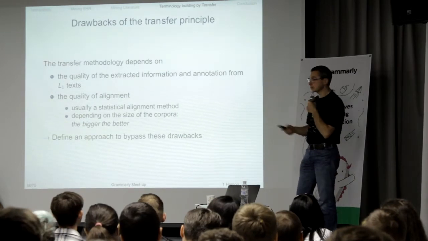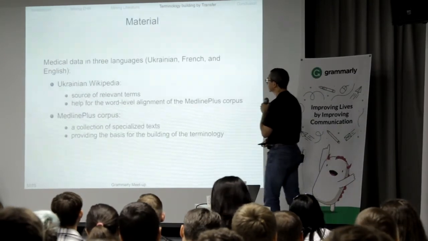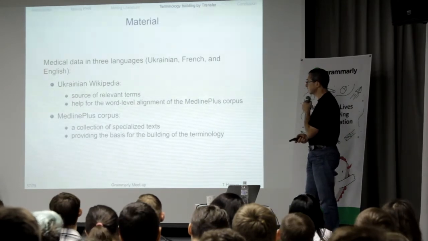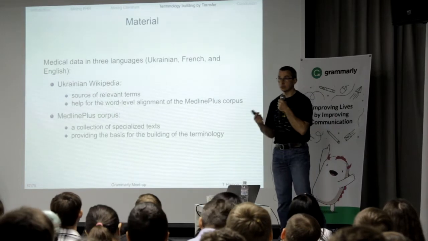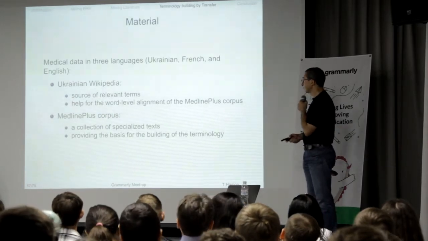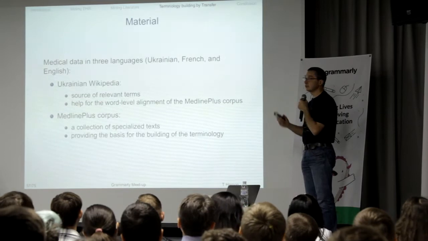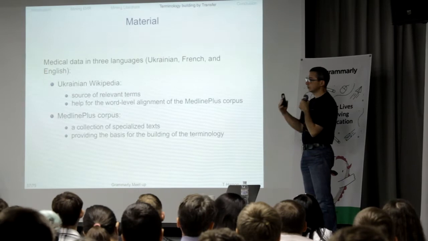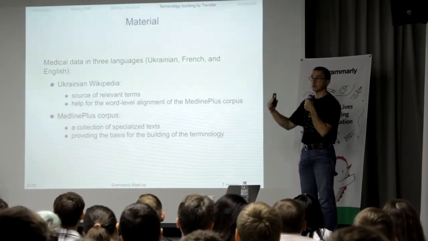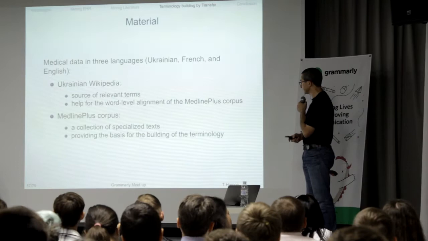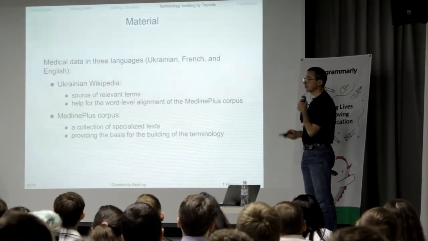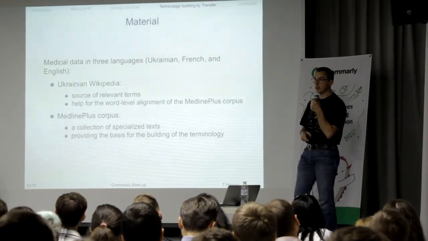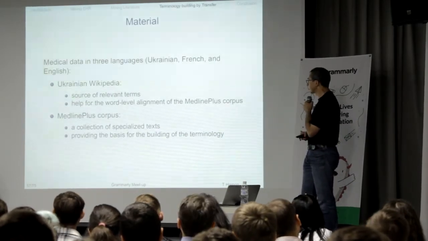So we try to bypass such a drawback, and to do this, we use Ukrainian Wikipedia, which is a source of relevant terms. We use the terms we find in Ukrainian Wikipedia to identify relations between Ukrainian and French and English terms. And this kind of information will be used to help the alignment at the word level on the corpora.